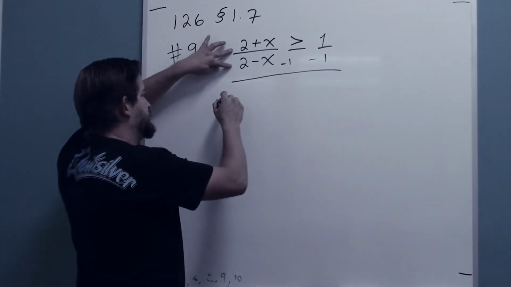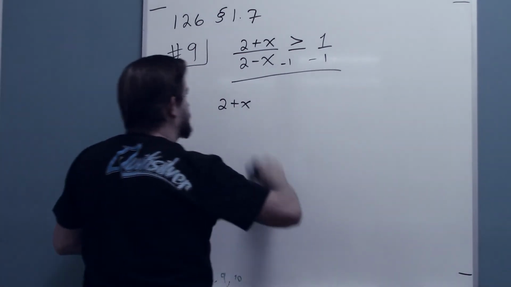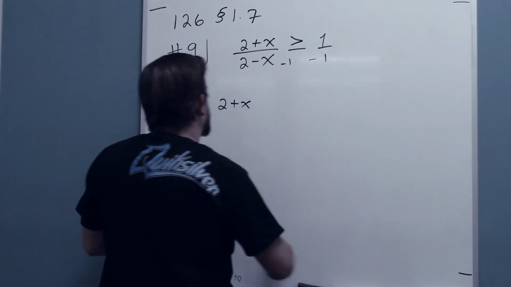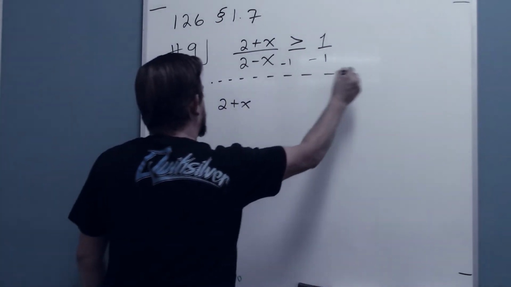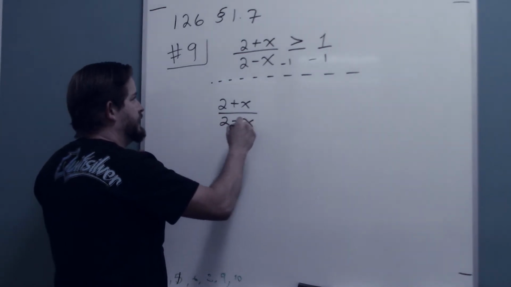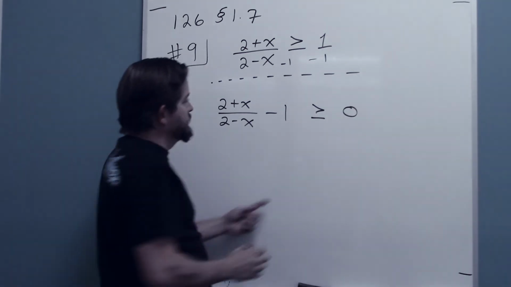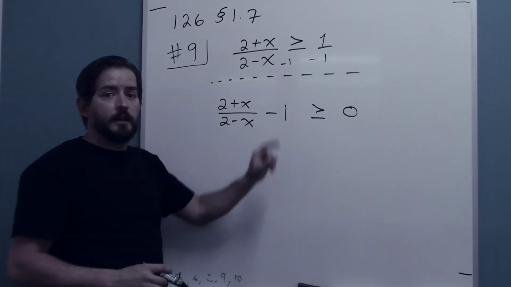And so this gives me 2 plus x. This looks like a big ugly fraction when I do that. I'm going to get rid of that. Maybe do this. I don't know. Is that worse? But I have 2 plus x over 2 minus x, and then minus 1 is now greater than or equal to 0. So I've got the 0 over there. That's good. I need that.